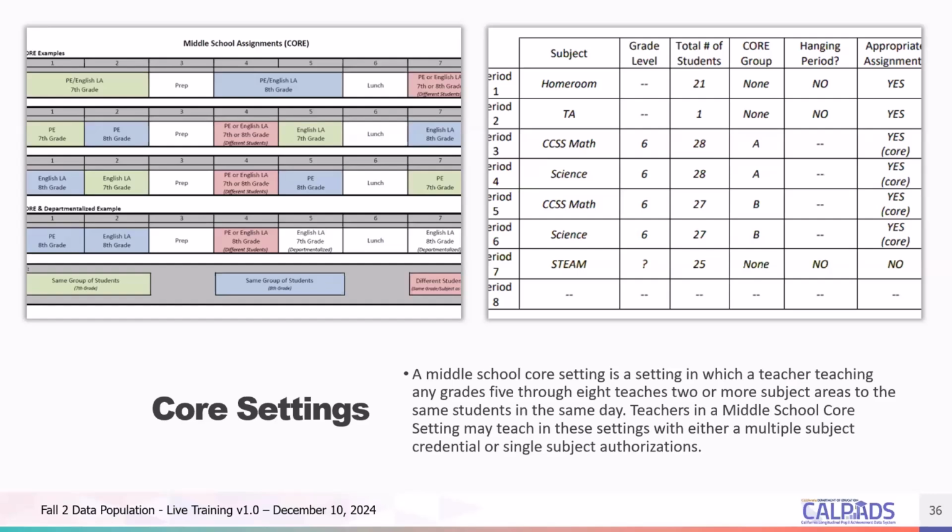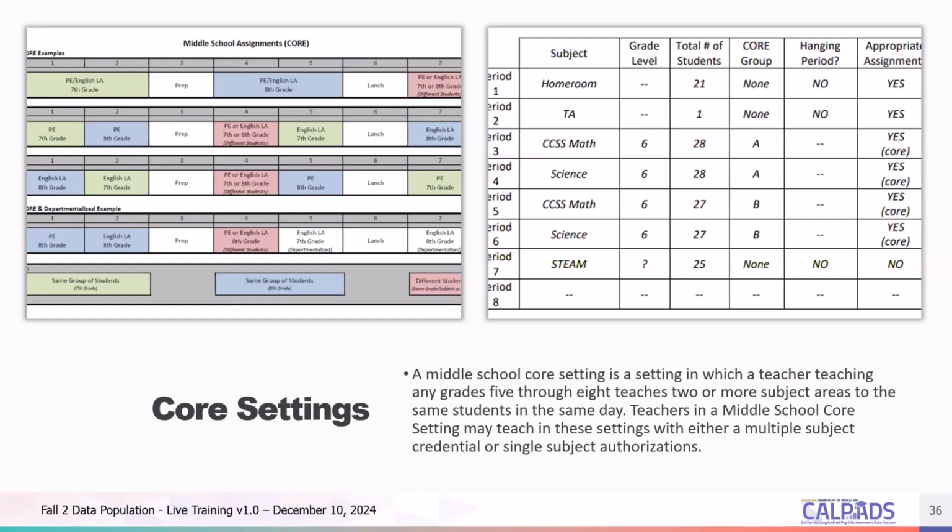The second criteria for the middle school core setting is that the teacher teaches 2 or more subjects to a group of students in the same day. And then the third criteria for a middle school core setting is that the student population for those classes remains substantially the same. So a middle school core setting is a setting in which a teacher has a multi-subject or standard elementary teaching credential and teaches 2 or more subjects to the same group of students during the same day.